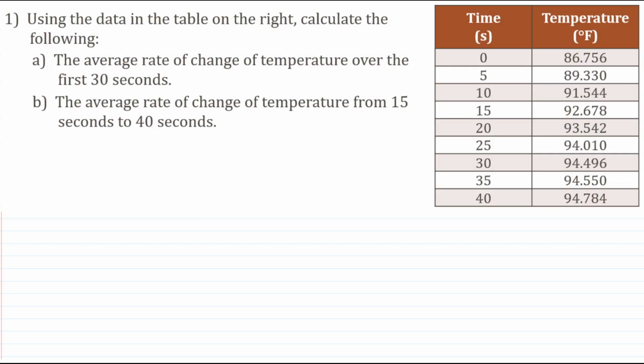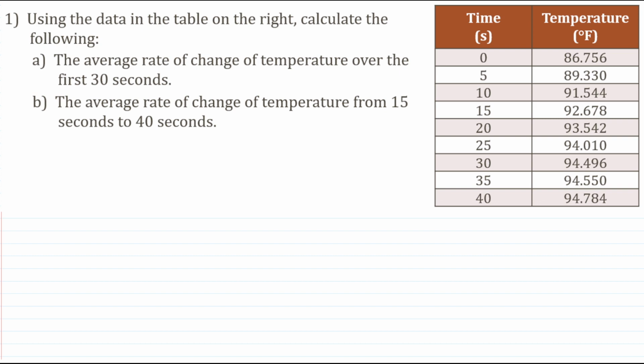Let's take a look at how we can calculate an average rate of change when the data is given in a table. And as you can see here, we have a table that's giving values for temperature at specific times. And in part A, we're supposed to find the average rate of change of temperature over the first 30 seconds. Now keep in mind, when we're finding an average rate of change, we're really just finding a single slope. That is the slope of a secant line.